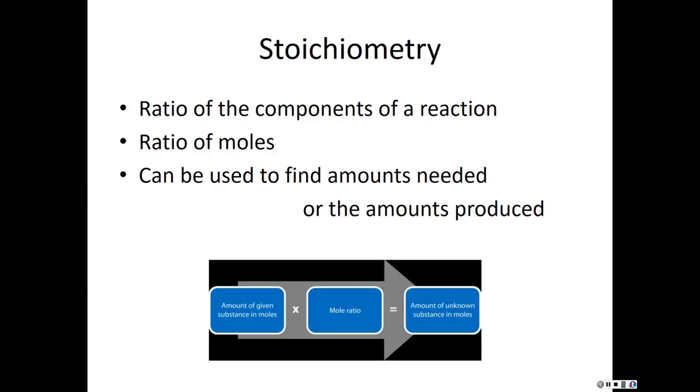Let's do one more quick one, and let's go back to an earlier reaction we had: 4Al plus 3O2 reacts to form 2Al2O3. Another balanced one. This one is balanced.